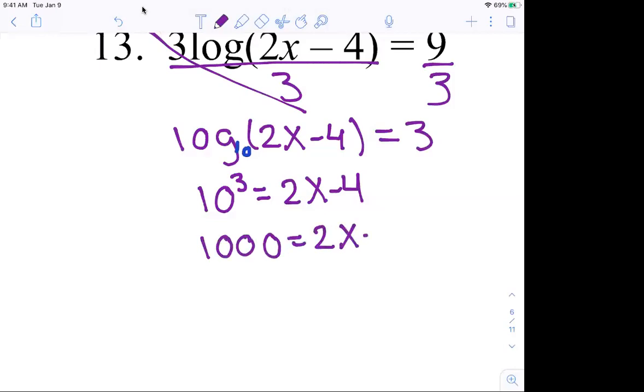Now I'm going to solve for x. I'm going to add 4 to both sides, and then I'm going to divide both sides by 2. I think my calculator is dying here. It's 502.